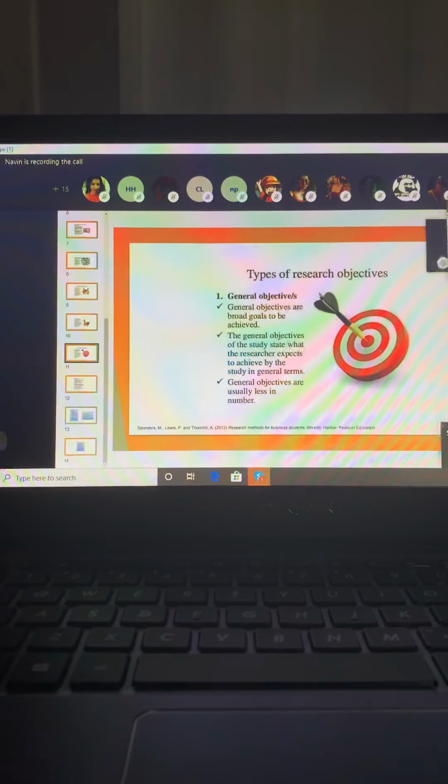Now we go to types of research objective. The first one we have is the general objective. A general objective means the big, broad goals that you want to achieve. This one is actually used by companies. When they are doing research, they will have a general objective.